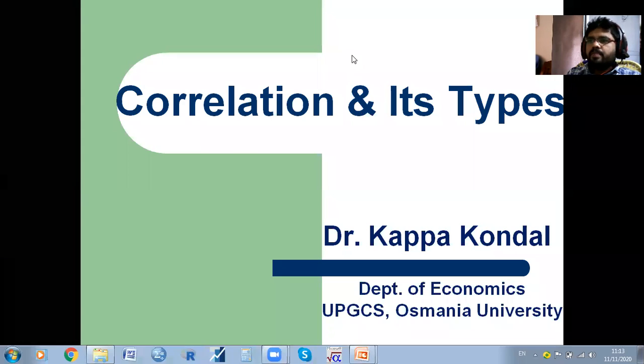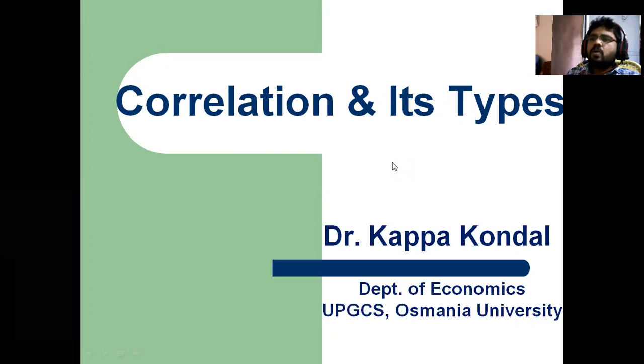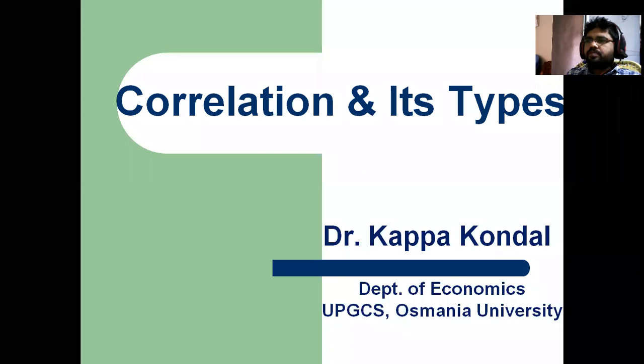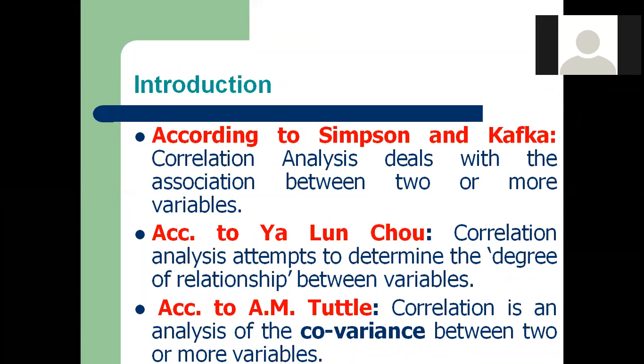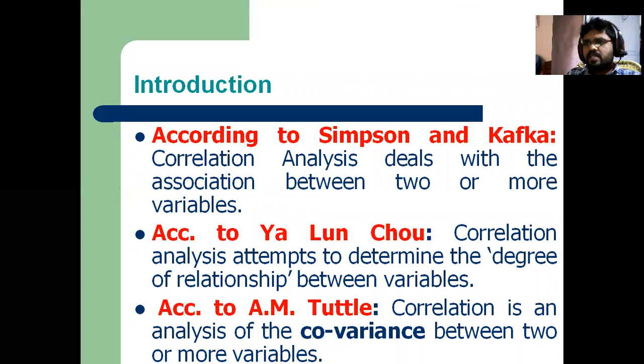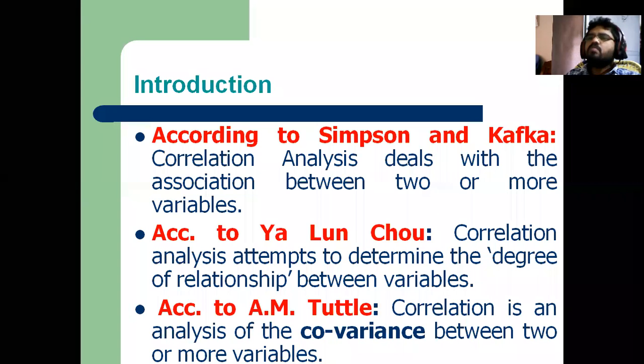Basically, we need to know what is meant by correlation. Can anybody say what is meant by correlation? For example, some famous people have given their definitions of correlation. According to Simpson and Kafka, correlation analysis deals with the association between two or more variables. It is simple: nothing but association, the relationship between two or more variables.